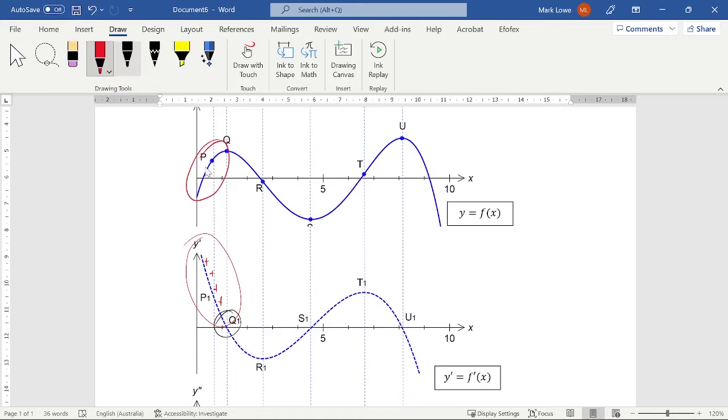We can see that the slope of our original function is quite steep to start with, but it gets flatter and flatter as it gets closer and closer to a value of 0 at the stationary point. And we can see that happening here on our derivative function. It starts up here at a relatively high value, but that value is getting less and less as it approaches 0. And then as we go past point Q, our derivative is negative, corresponding to a negative slope on our original function.